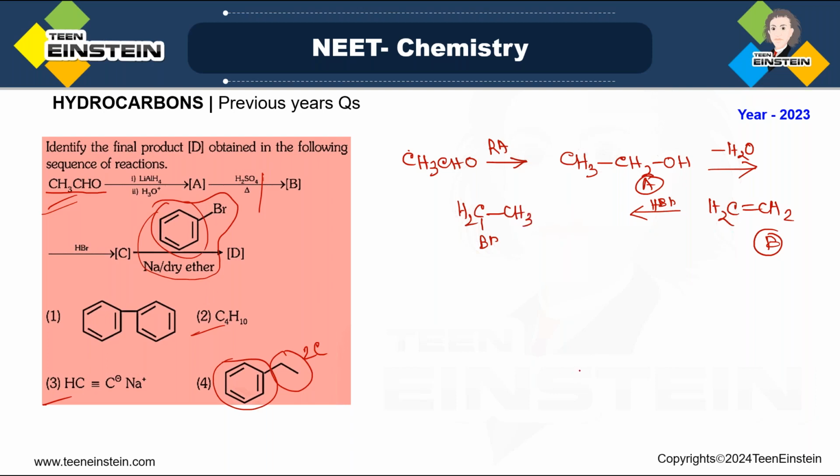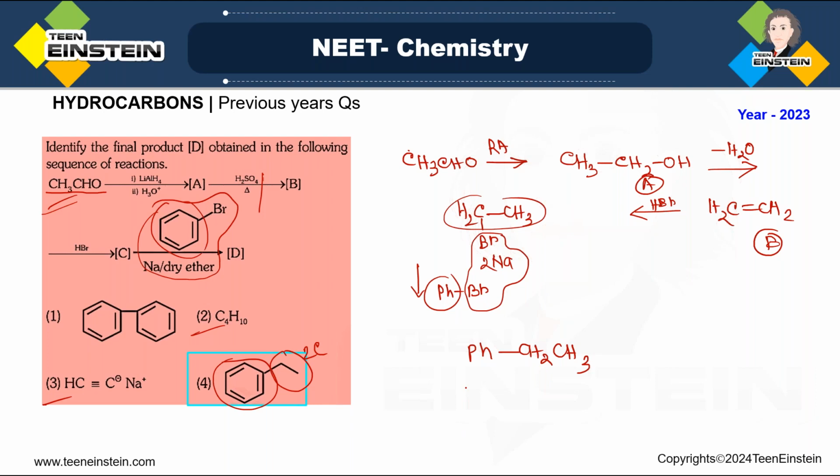So it is ultimately bromoethane, CH3CH2Br, and finally you are treating it with PhBr in the presence of sodium ether. So what will happen? This part and this part will be connected, and Na will be removed along with these two bromines. So that is the role of Na here. So what will happen finally? Ph will now be connected to CH2CH3, ethylbenzene. So the final product, that is the final option, is the correct product structure. Fine.